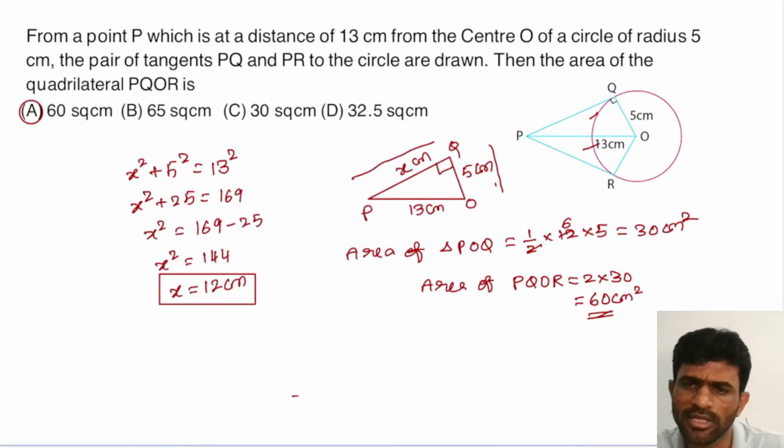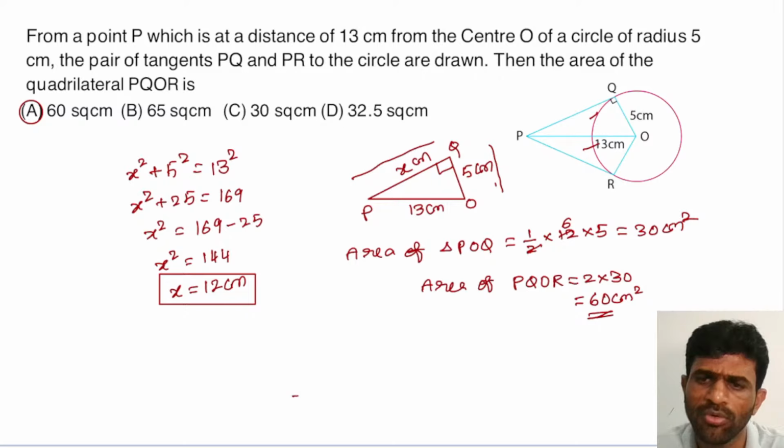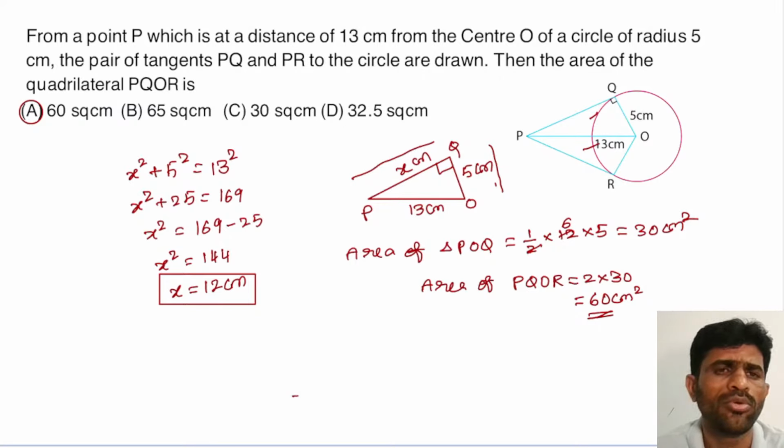It's a right angle triangle. No, sir, then height will be PO only. No, PO is not the height here. The right angle triangle is POQ. So the height and base will be perpendicular to each other. If you take OQ as height, PQ is the base. PQ is height, OQ is base. Hope you understood this.